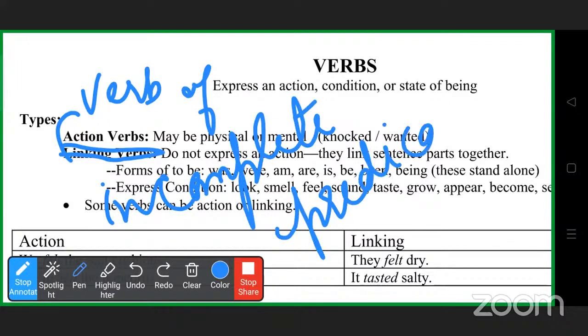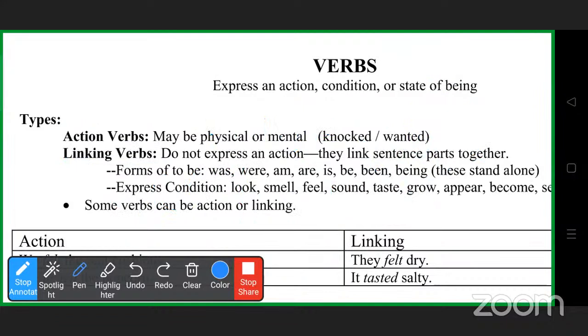There is no predication to that. So in that certain case, we will say that certain kind of verb won't be a linking verb, but a verb of incomplete predication. Where the predicate is not complete, you can simply understand that the meaning of the whole sentence won't be complete unless we add a predicate to that. That is why they are called verbs of incomplete predication.